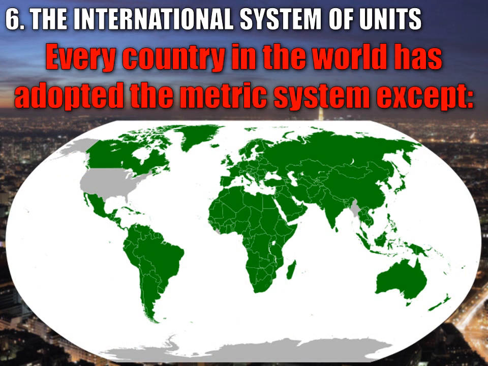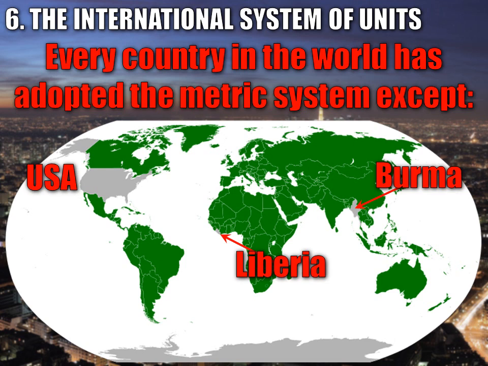Now, every country in the world has adopted the metric system, except for 3 countries. And these countries are shown in gray on this map. The 3 countries are the United States of America, Liberia, and Burma, also known as Myanmar. So every country in the world has agreed for all government purposes to use the metric system except for these 3 countries. Now, there was a movement to introduce the metric system into the United States, but it was met with a lot of resistance, and they only implemented it partway.